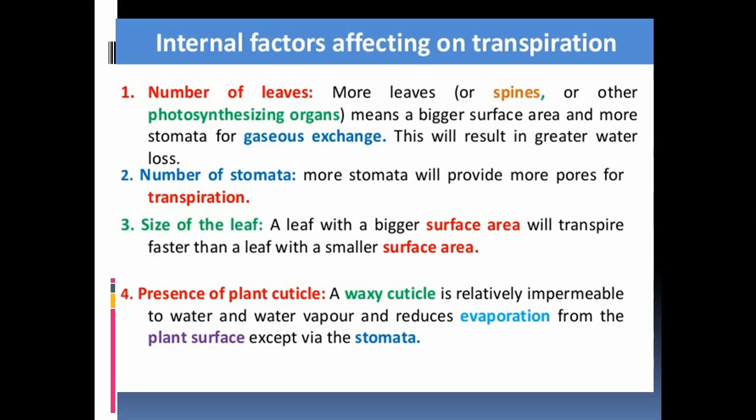Next, the presence of plant cuticle. As I told you, plant cuticles serve as a prevention. They actually prevent excessive transpiration. The leaves may be covered with a thick waxy cuticle, which is impermeable to water and water vapor, and thus it reduces excessive transpiration from the plant surface, except through stomata.